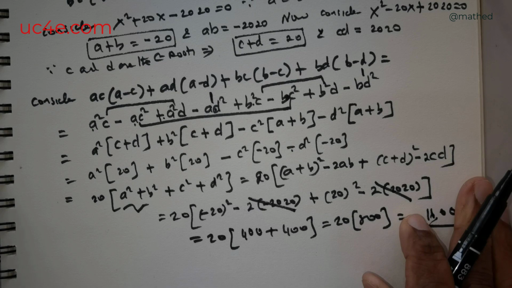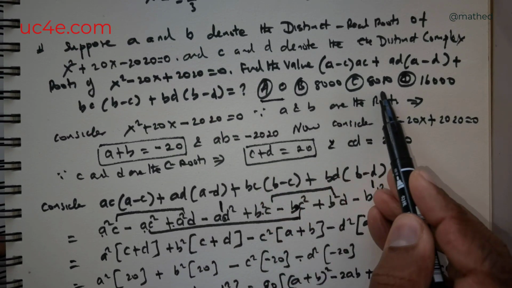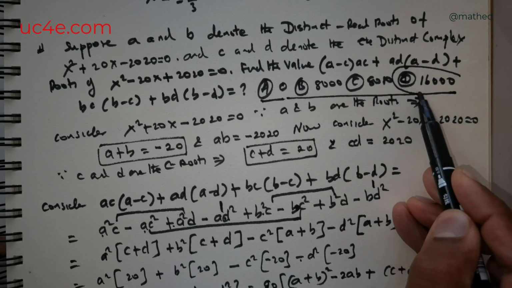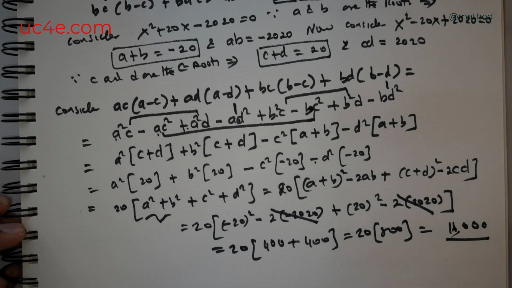16,000 is the value. So where do we have it? Let's go and check out the choices. You see that these are the choices, and clearly 16,000 is waving at us. So that is the solution for this question. Students, we will go on to the next one.